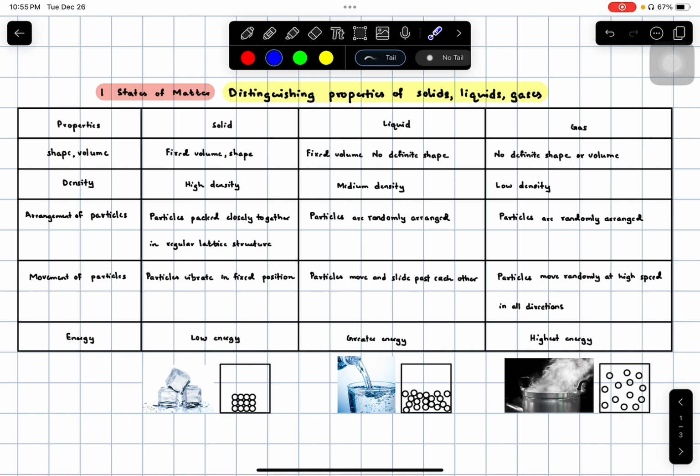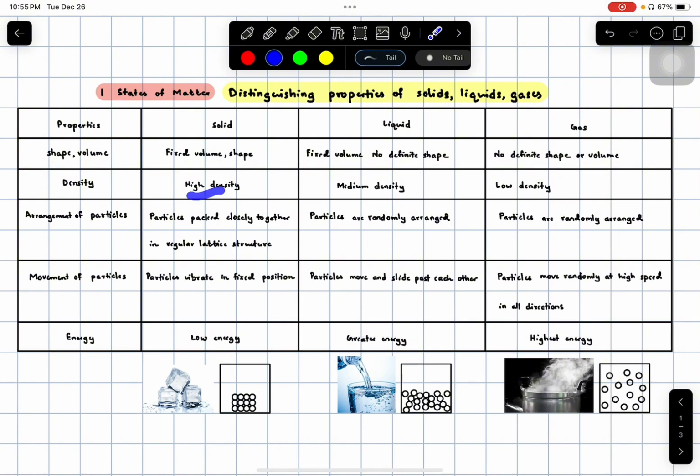In terms of shape and volume, solids will have a fixed volume and a fixed shape. Liquids will have a fixed volume, but it doesn't have a definite shape. Whatever container that you put your liquid into, it will change into the shape of that container. Gases do not have definite shape or definite volume. Gases can either expand or contract.